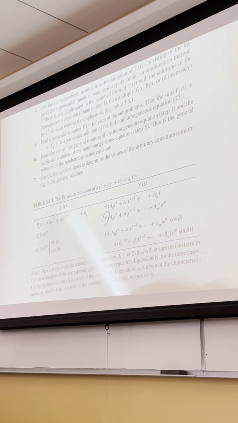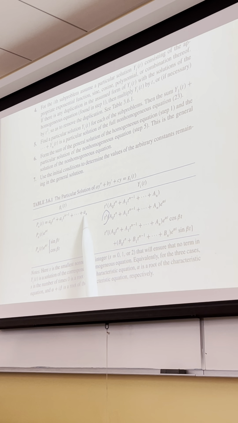Now, a g of t could be a polynomial of degree n. Some coefficient times t to the power of n all the way to a constant, right? If you have a polynomial of degree n, your guess should be a polynomial of degree n. What is this t to the power of s? Look at it. s is the smallest non-negative integer, 0, 1, or 2. That's that t that I said to you, stick it in if it didn't work. So the initial guess would be without t.